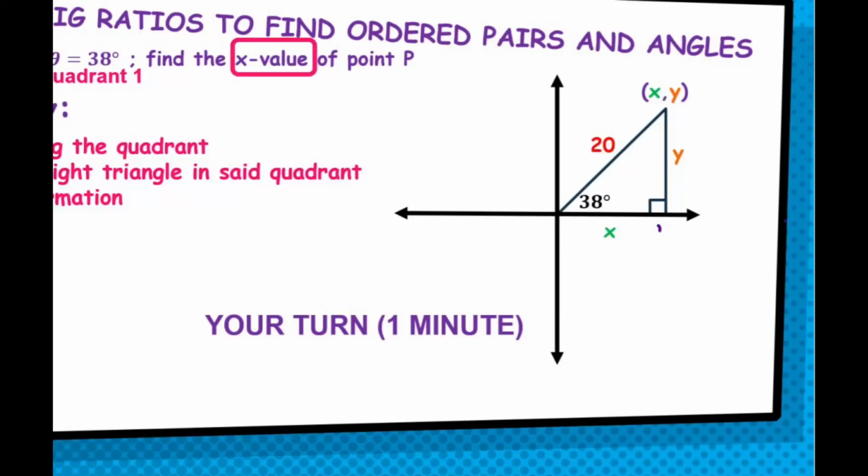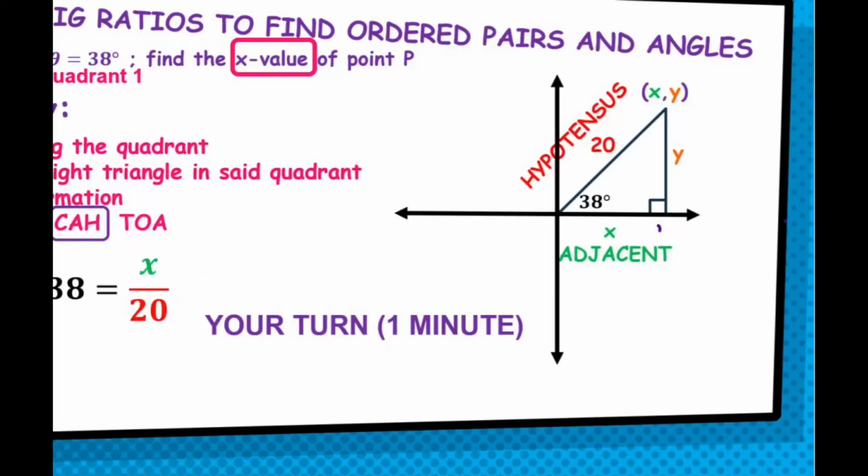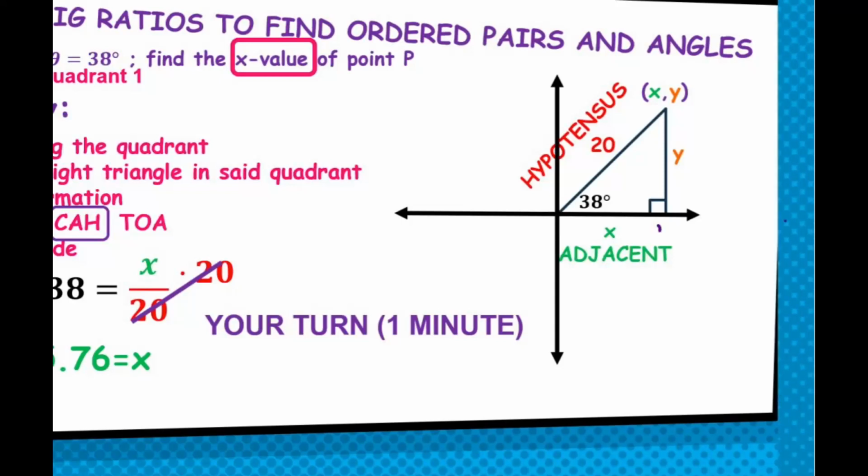So the x value with respect to this angle is the adjacent side, and the hypotenuse is the 20. So I'm going to look at which one of those trig ratios deal with adjacent and hypotenuse, which would be cosine. I'm going to set this up. Cosine of 38 degrees equals x over 20. I'm going to multiply both sides by 20 to cancel that. Type in 20 times cosine of 38. Make sure I'm in degree mode, and I get approximately 15.76.